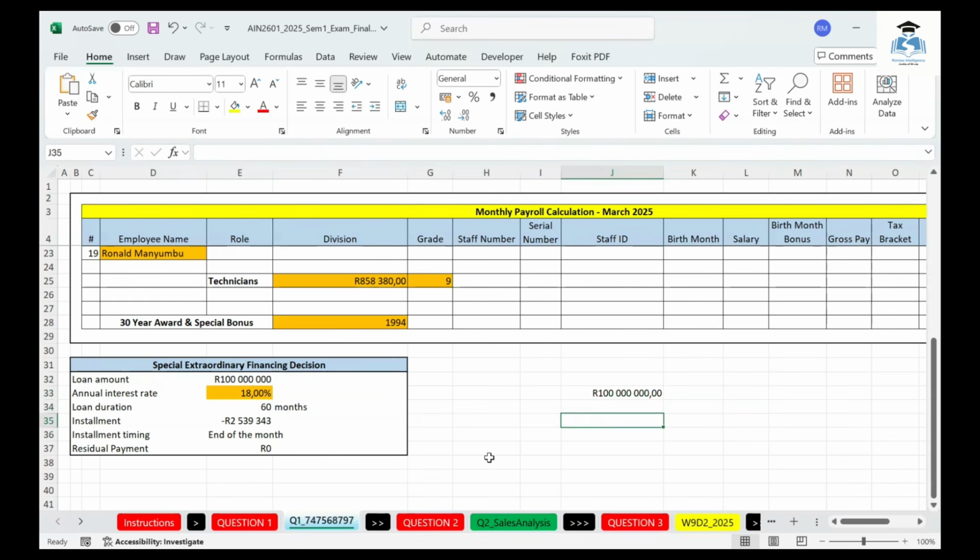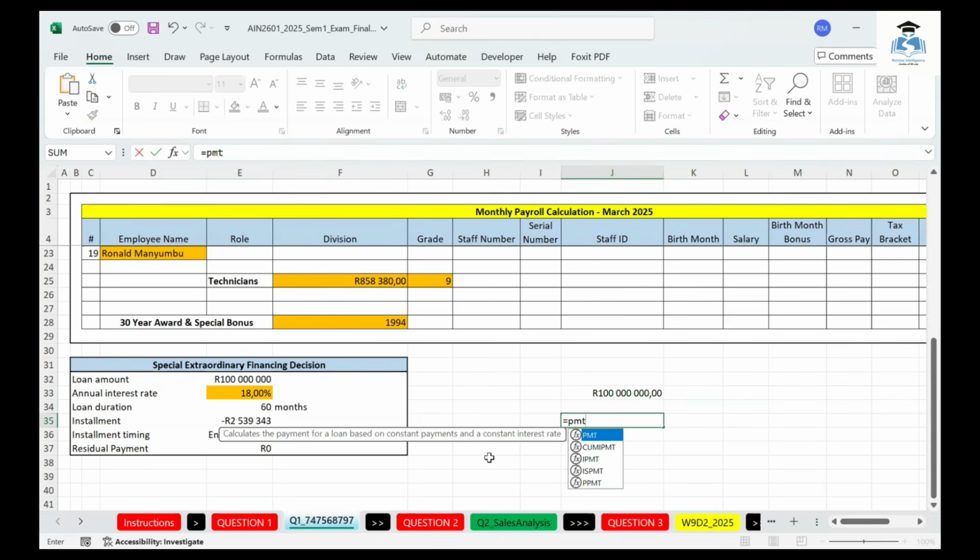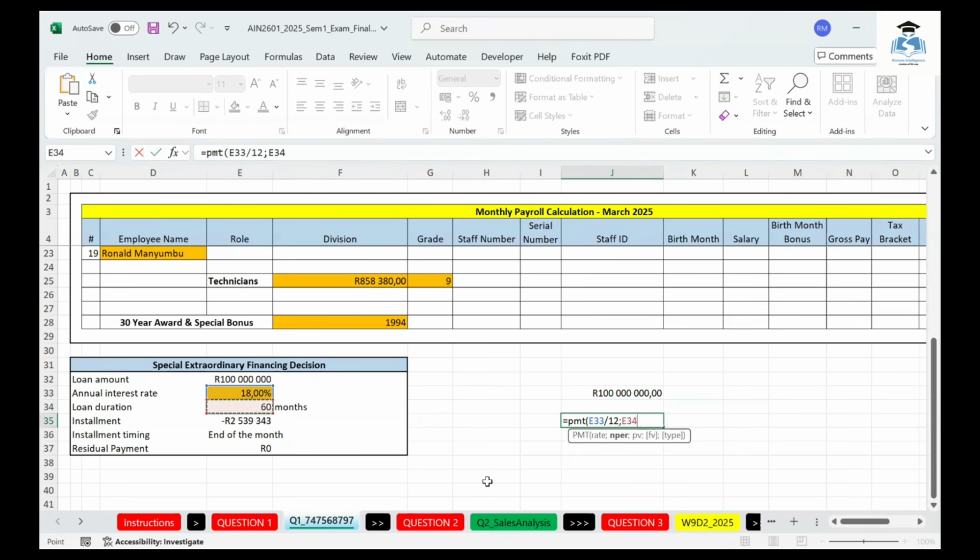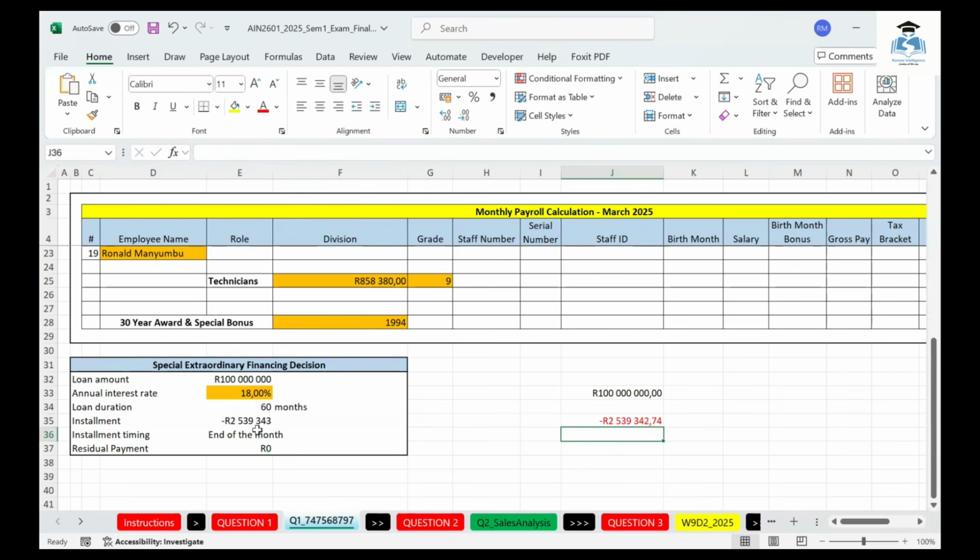Same applies if we wanted the payment. PMT, the rate divided by 12. Then the period, the PV, this one. FV is 0. And then enter. You get this one.